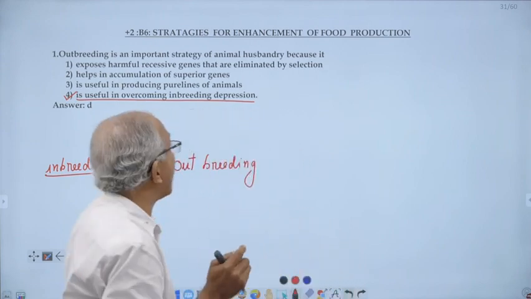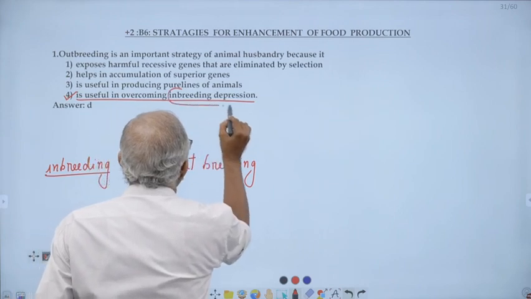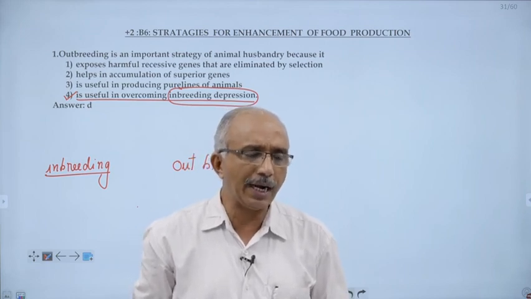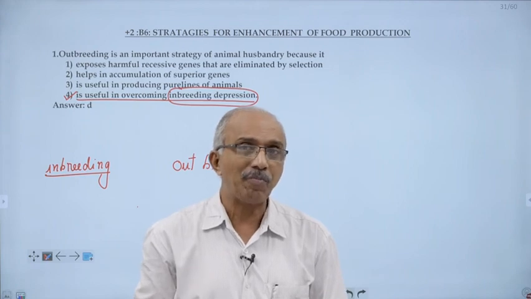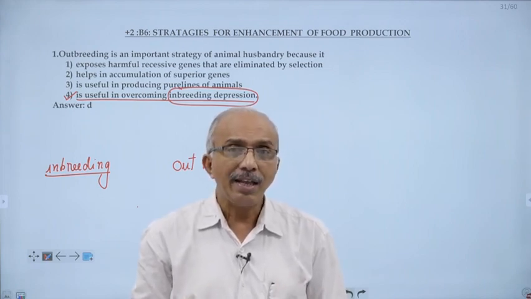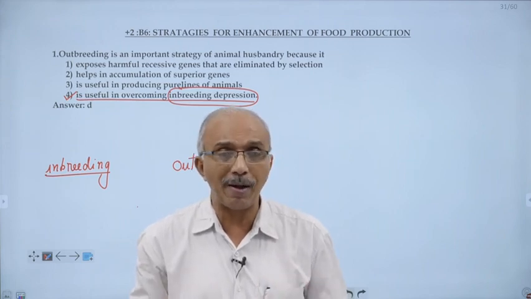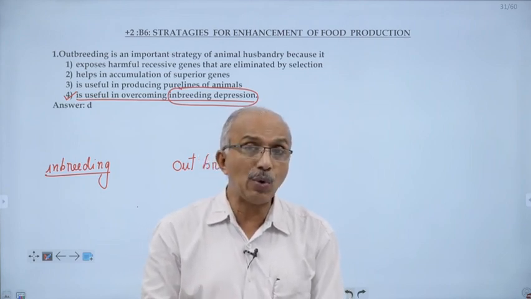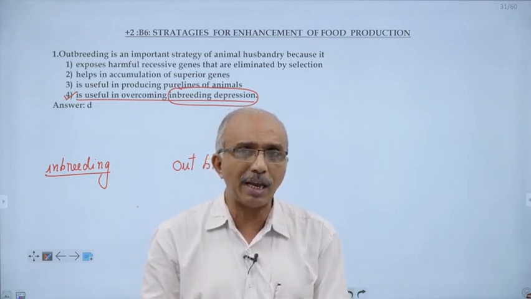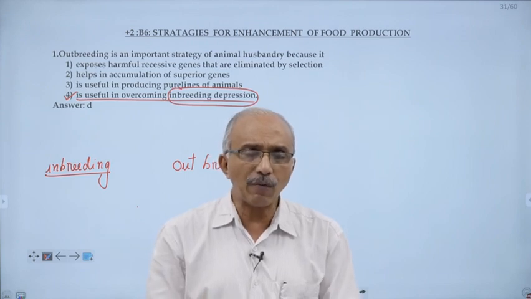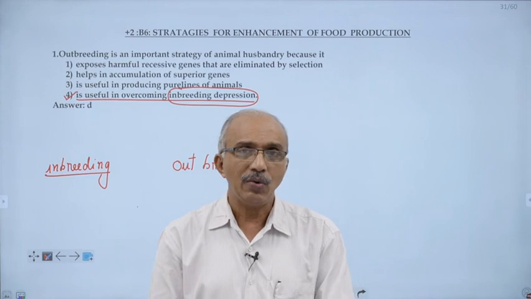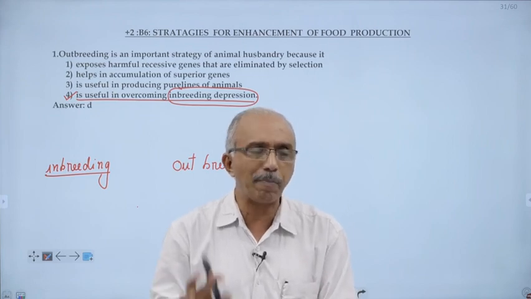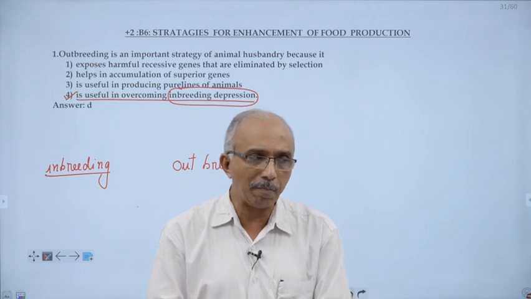But it has a disadvantage. The disadvantage of inbreeding is inbreeding depression. What is inbreeding depression? That is reduction in the yield and vigor of animal due to continued inbreeding. Due to continuous inbreeding, the yield of the animal, the vigor of the animal may decrease. This decrease is called inbreeding depression.